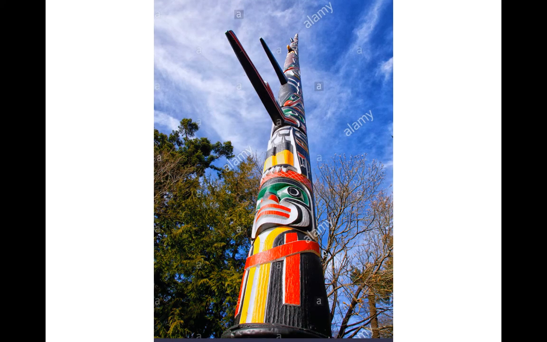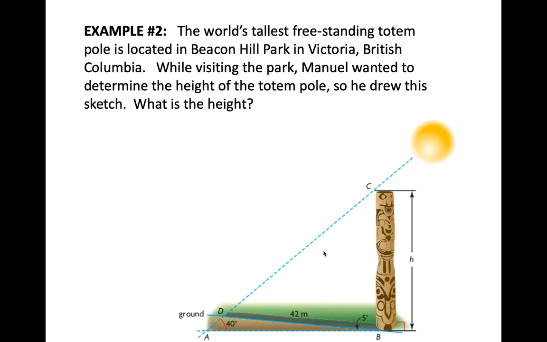The next question is going to be surrounding this totem pole, which is a very beautiful, tall totem pole. In fact, it's the world's tallest freestanding totem pole, located in Beacon Hill Park in Victoria, British Columbia, a beautiful park in a beautiful city. While visiting the park, Manuel wanted to determine the height of the totem pole, so he drew a few things.